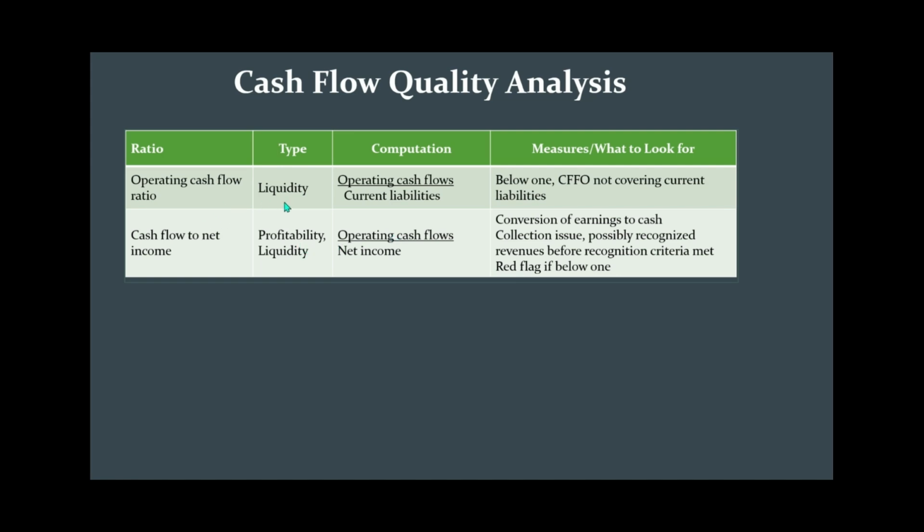Operating cash flow ratio. This is a liquidity ratio and it's computed as operating cash flows over current liabilities. If it's below 1, operating cash flows might not be covering current liabilities. Cash flow to net income. This has characteristics of both profitability and liquidity ratios, and it's computed as operating cash flows over net income. This ratio measures the conversion of earnings to cash, that is, how quickly a company can convert its earnings to cash. If it's below 1, it could signify issues in collecting receivables, and the company could possibly be recognizing revenues before it has met the revenue recognition criteria.